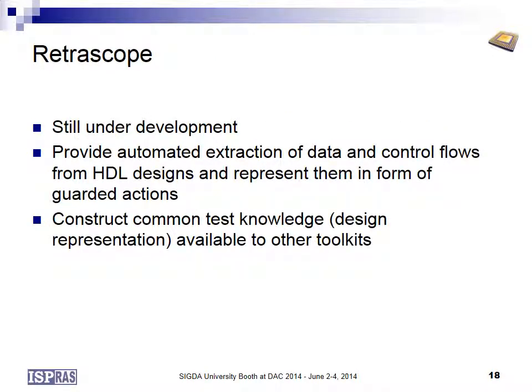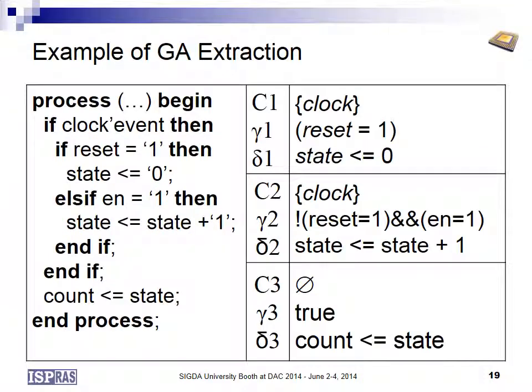Our last tool, being under development now, is Retrascope. It statically analyzes usual source code and extracts a set of so-called guarded actions. This representation can be used as test knowledge in other verification toolkits. Let's consider an example of Retrascope work. In the left column, you can find the source code of a counter unit. In the right column, we can find triples that are guarded actions with corresponding clock-like signals. Gamma means guard on the corresponding delta, meaning action. Note that when a statement is not in a branch, the corresponding guard is set to true.